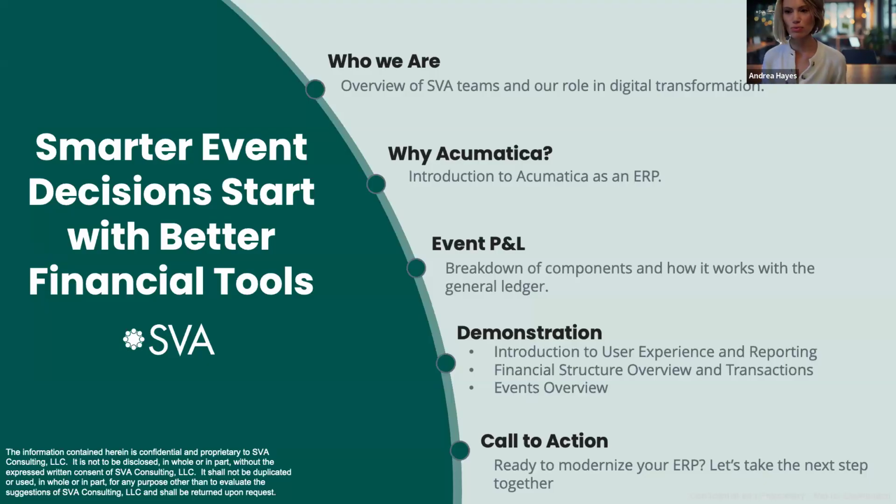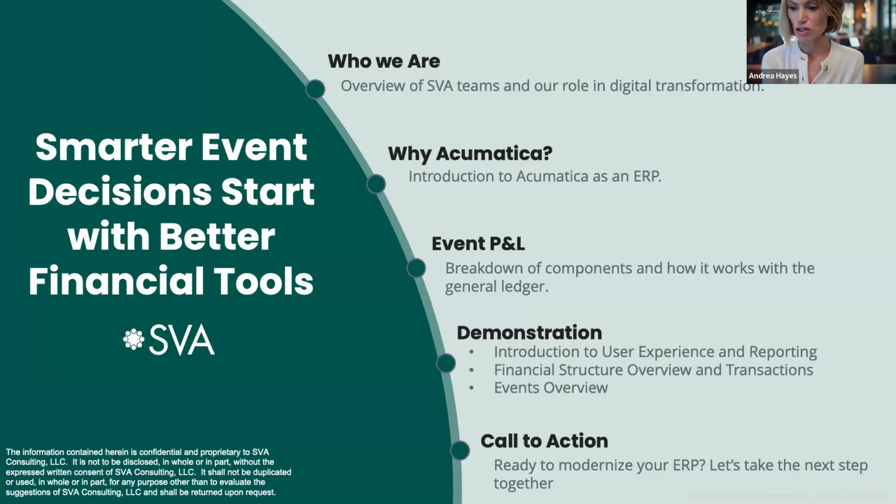Our agenda today is, first, we'll go through a quick introduction to SVA, who we are. You saw us at the conference recently. So we'll go into who our team is, what we're composed of, and then we'll go through why we chose Acumatica as an ERP. We'll get into a little more detail in terms of understanding event P&Ls.